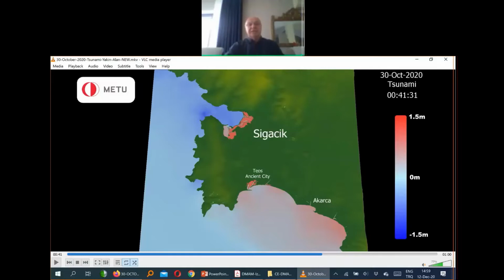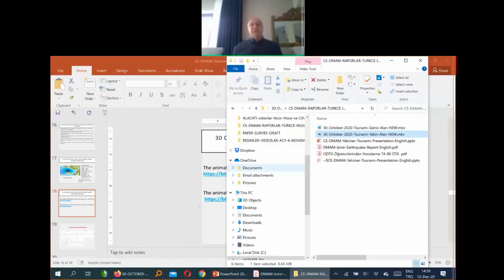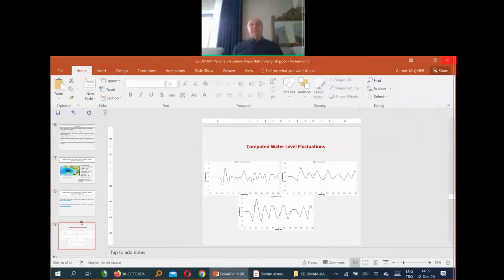The red color becomes darker. Another one, Teos ancient city, Southern Harbor. Southern Harbor was affected significantly by this, and I come to the comparison of the water level.